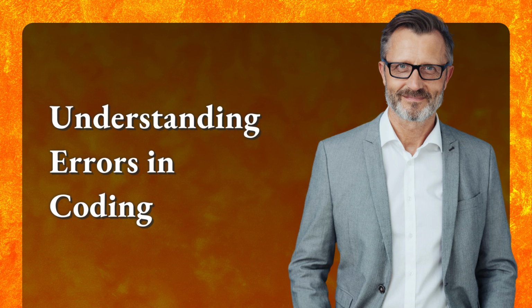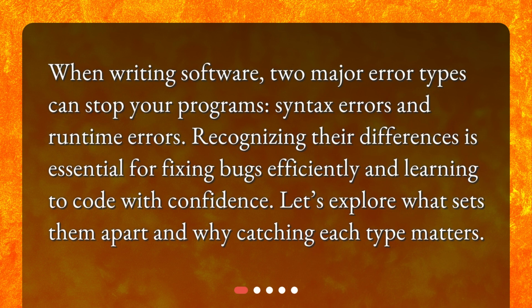Understanding errors in coding. When writing software, two major error types can stop your programs: syntax errors and runtime errors. Recognizing their differences is essential for fixing bugs efficiently and learning to code with confidence. Let's explore what sets them apart and why catching each type matters.